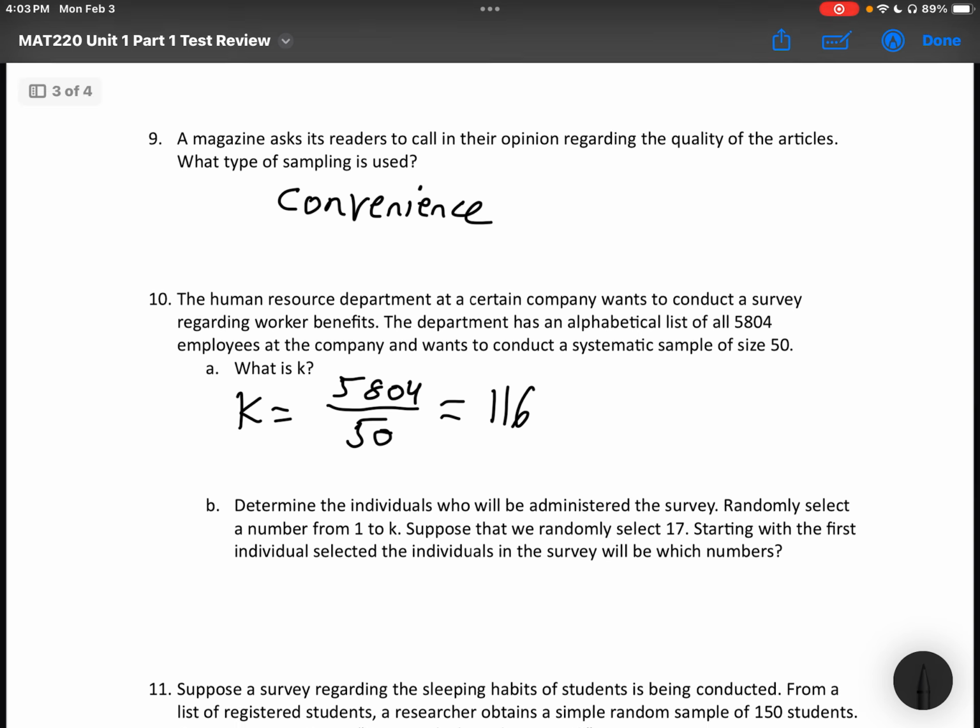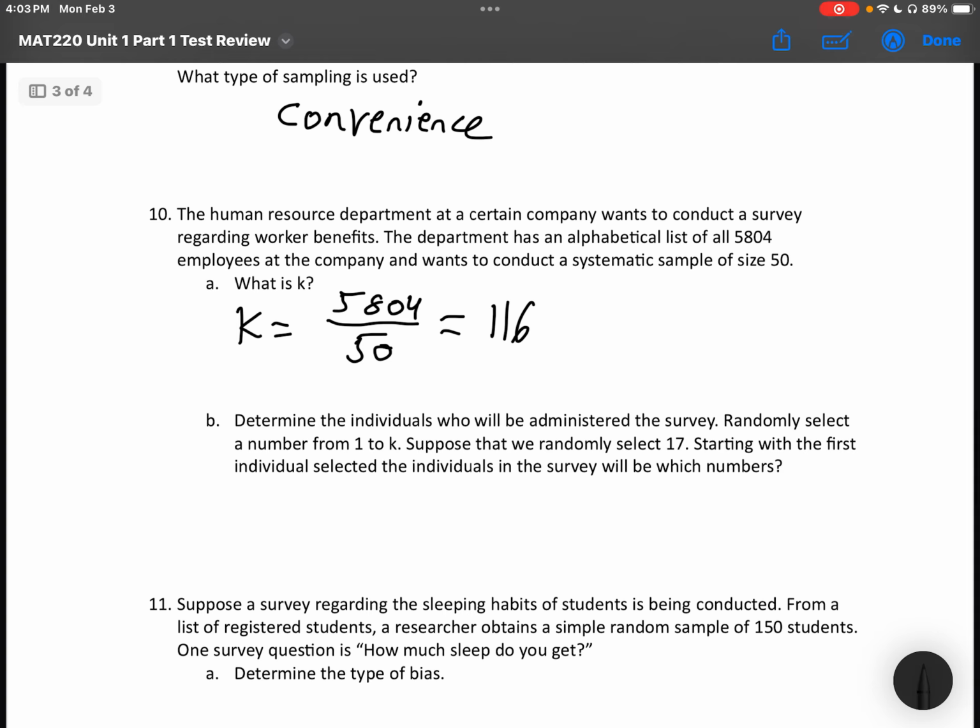Part B wants the individuals who will be administered the survey. So in this case, we're going to randomly start at 17 as our value for where we're going to start, which would be the value P. And then starting with the first number sorted, so 17, we want to find the individuals that will be surveyed and what their numbers would be.